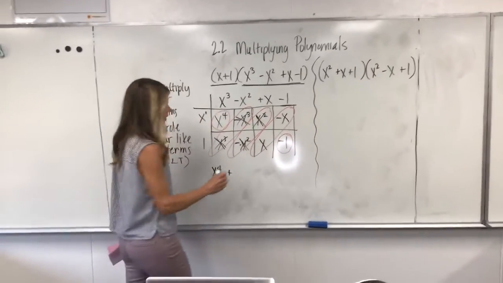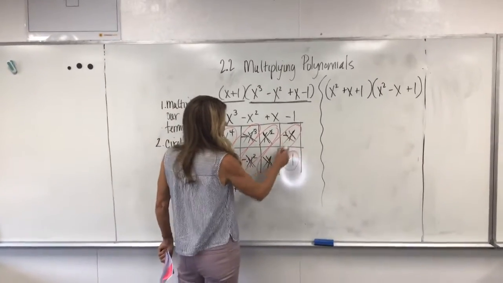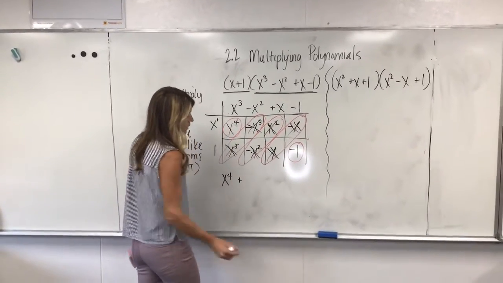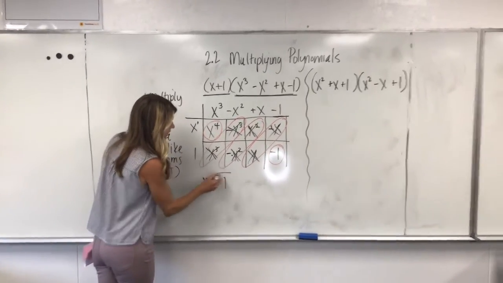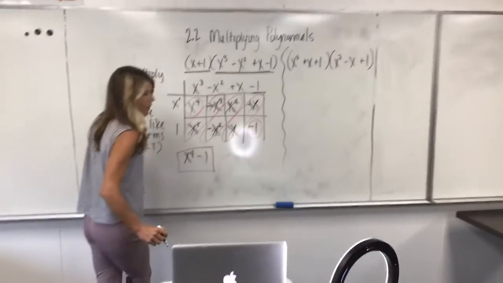The next two cancel. Okay, and then those cancel. Pretty cool, huh? That was a nice one. Okay, and then we're left with -1. So x to the fourth minus 1.